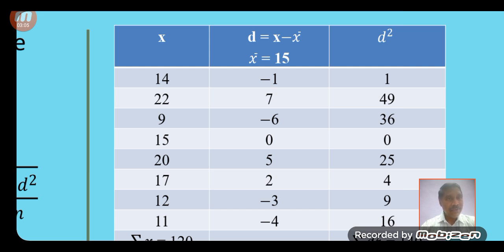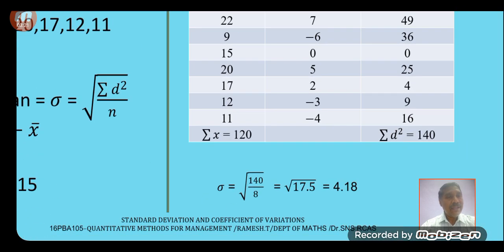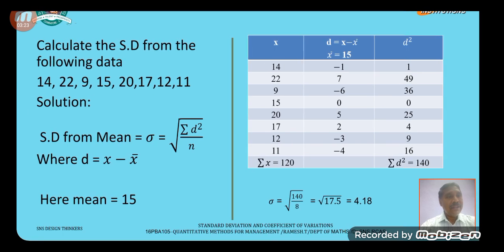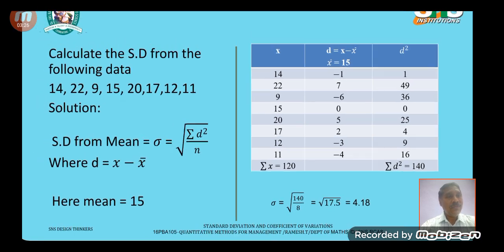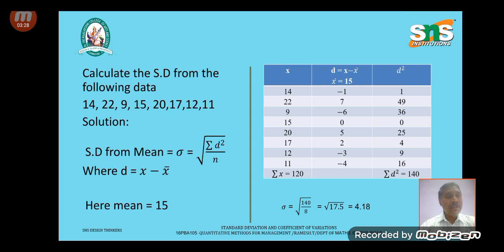And then what is d square? That is just the square of d. So minus 1 square is 1, 7 square is 49, minus 6 square is 36, 5 square is 25, 0 square is always 0, 2 square is 4, 3 square is 9, minus 4 square is 16. And then what is the total? The total value is 140. So apply the formula. The standard deviation is root of 140 divided by the number of data, 8. That is root of 17.5, which is equal to 4.18.